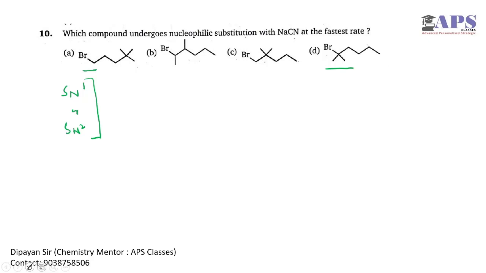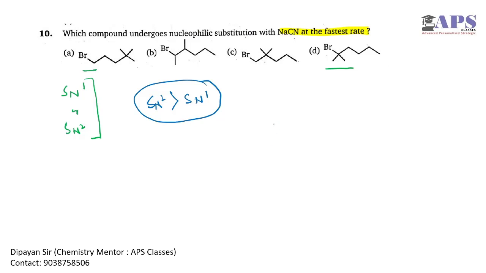So we have to check one key word here, that is fastest rate. So we should choose the fast reaction. Which reaction is going to be at a faster rate? Because here we already know that SN2 reaction rates are higher than SN1 because in SN1 we have 2 steps, but in SN2 we have only 1 step. Okay, so SN2 reaction rates are higher compared to SN1 reaction.